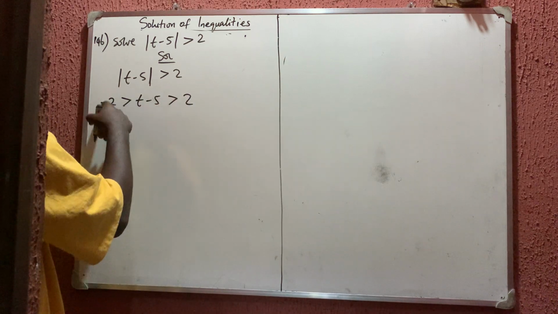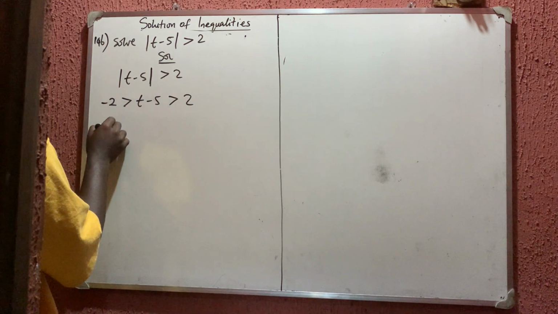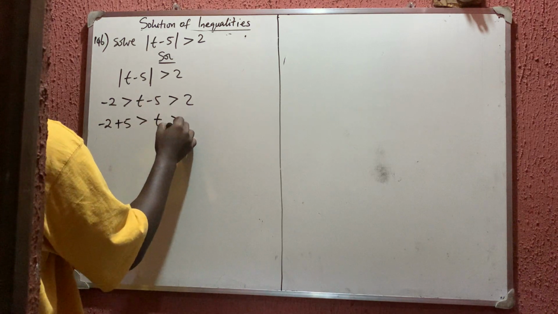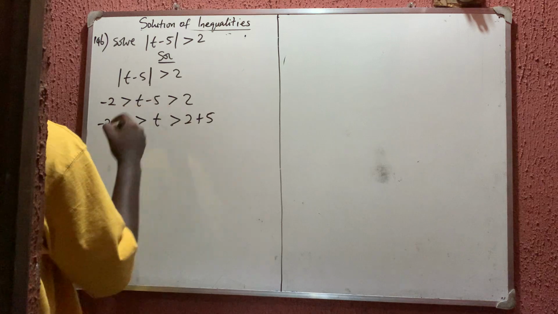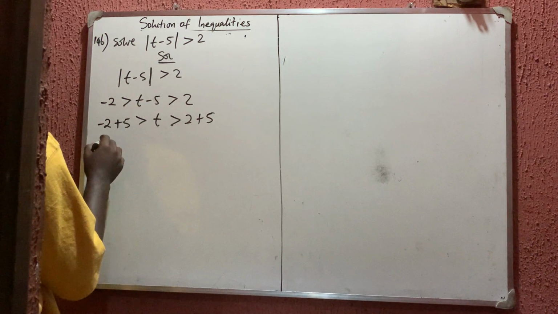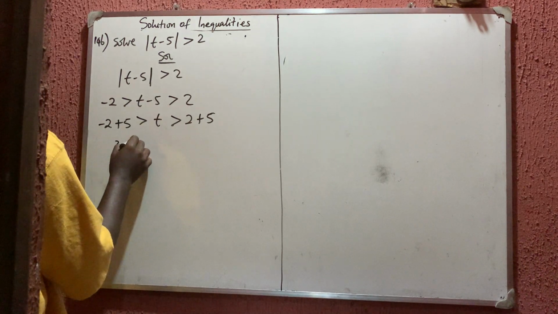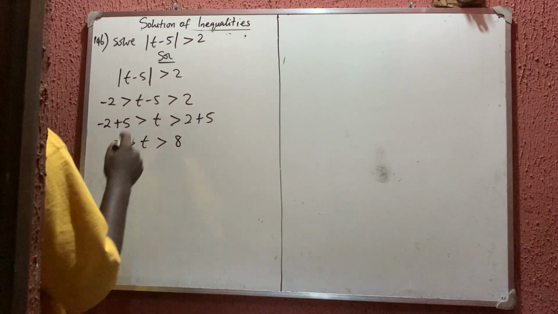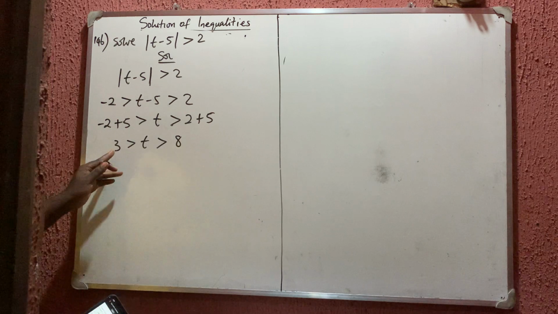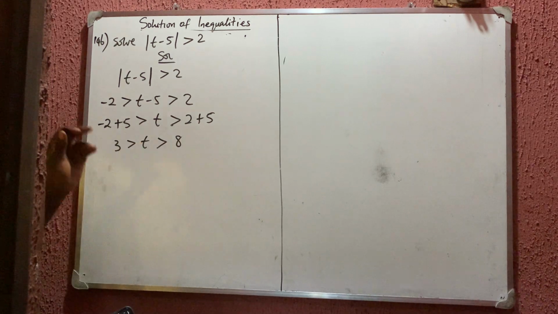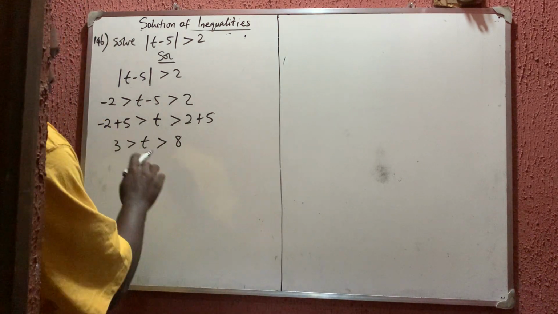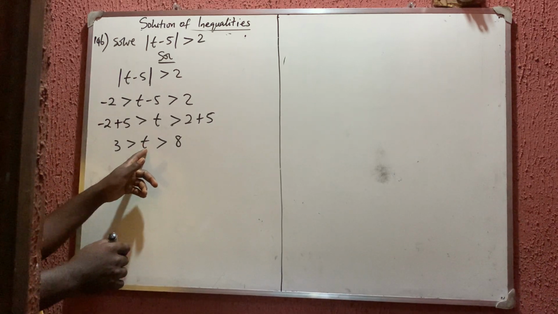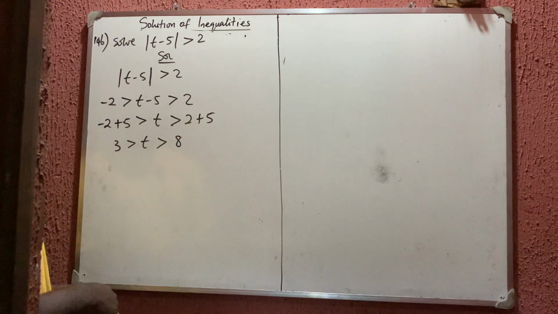So what do we have? This one can move here, this one moves here. So I have minus 2 plus 5 is greater than t, which is greater than 2 plus 5. So what do we have now? This and this is going to give me 3 is greater than t, which is greater than 8. Is this a correct statement? Can we say that 3 is greater than t, and then t is greater than 8? If 3 is greater than t, it means that t is 2. Is 2 greater than 8? No, it's not a correct statement.